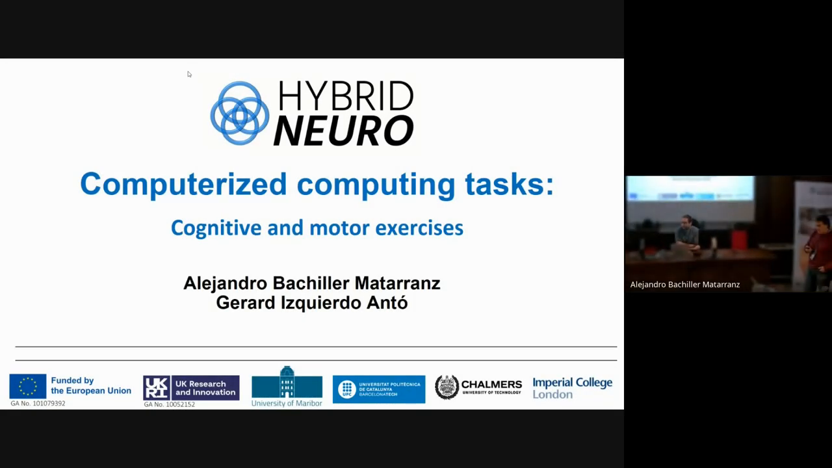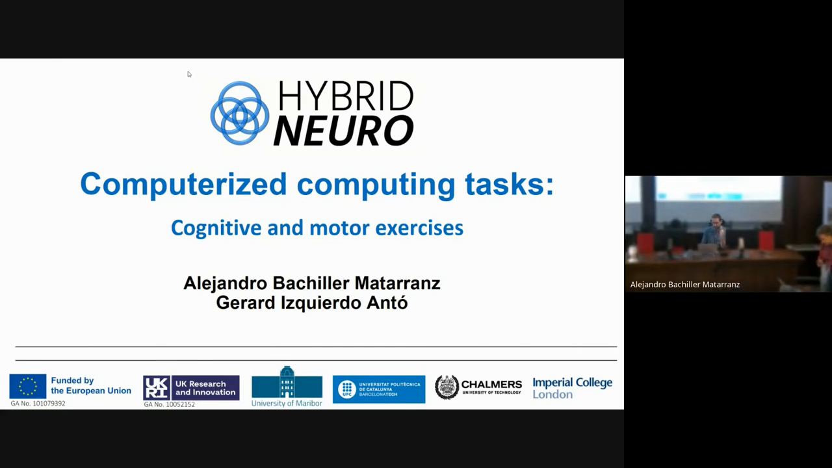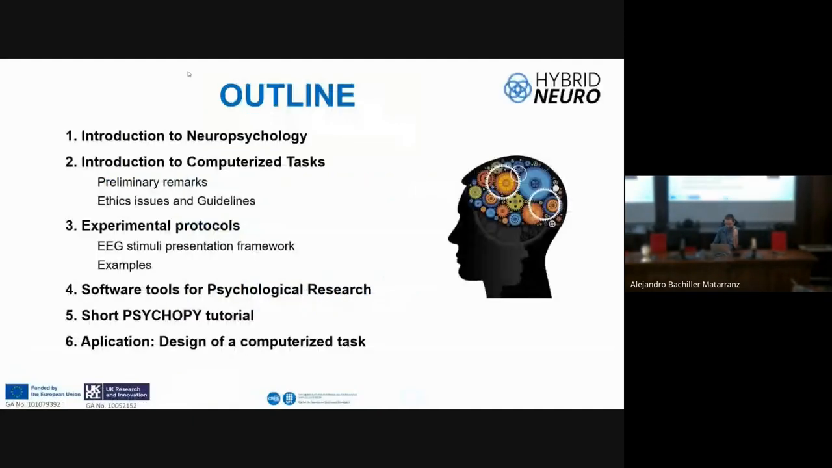Okay, let's continue explaining some computerized computing tasks, the basis of this kind of task, and it's focused on cognitive and motor exercises. This is the outline of the presentation.